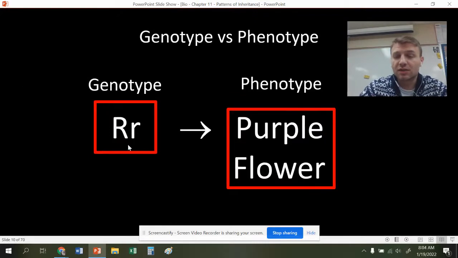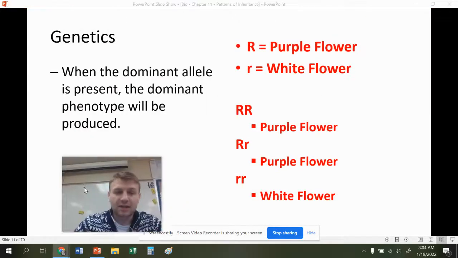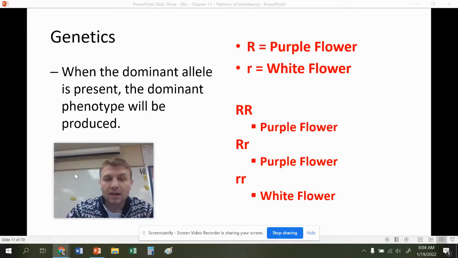Now remember, your genotypes are going to code for your phenotypes. So again, genotypes code for phenotypes. Now, this is just for Mendelian genetics. When the dominant allele is present, the dominant phenotype will be produced. I'm going to say it again. The dominant allele, when it's present in Mendelian genetics, the dominant phenotype will be produced. So again, we have this big R, purple flower, little r, white flower. Whenever we have a genotype of big R, it's going to be a purple flower. It has to be a purple flower.